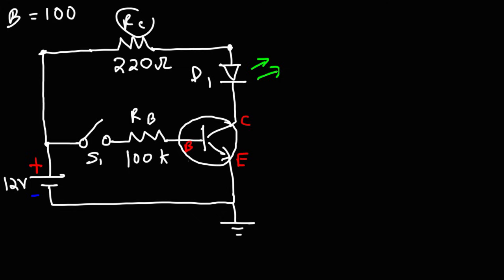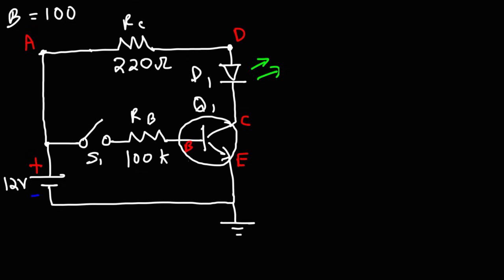R is for resistors, D is for diodes, in this case light emitting diode, S is for switches, and Q, that's for a transistor. So in this problem, go ahead and calculate IB, IC, and IE, and calculate the potentials at point C, B, E, as well as point D, and we'll call this point A. So go ahead and solve this problem.